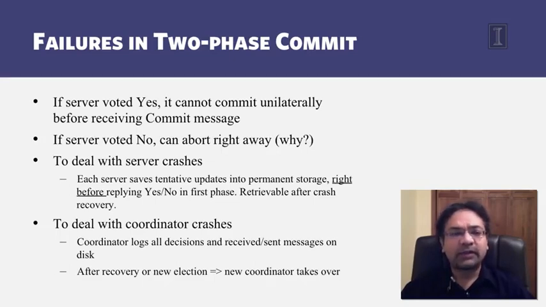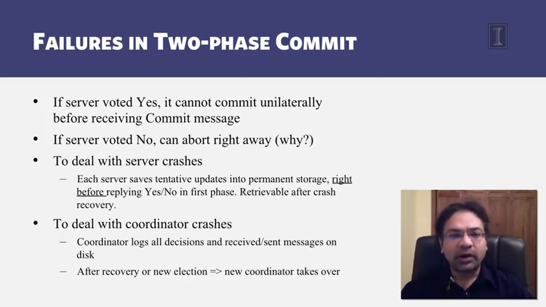However, if a server votes no, meaning something has gone wrong on its side, if it votes no in the very first phase, then it can abort right away. Why is this? Well, this is because the coordinator would have received at least one no vote, this server's, and so it would have decided an abort in the future. No matter when that abort is decided, it will never be a commit because this server has voted no. So if a server votes no, it can abort right away, but if a server votes yes, it needs to wait until the commit message is received.